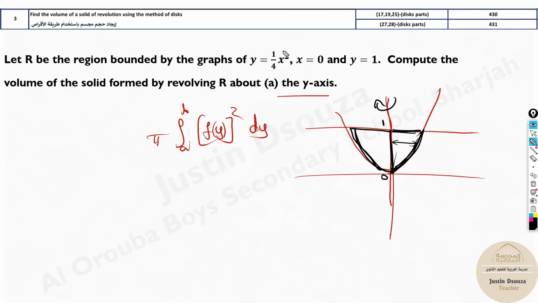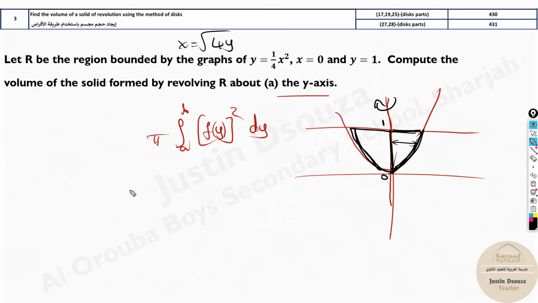But here, can I use this equation directly? Is it possible? No, isn't it? This is the equation, f of y, right? But here we must write it in terms of y. So basically, x is equal to what? So 4 goes to the other side, it's 4y, and it must be the square root on both the sides. So this is the equation which we must consider. It is square root of 4y. Now then, we have to just substitute and solve it.